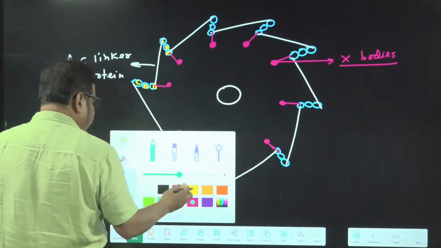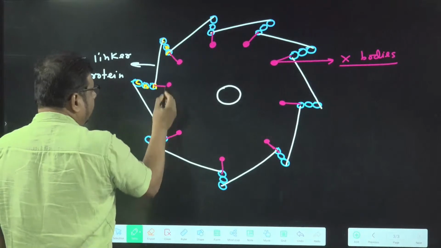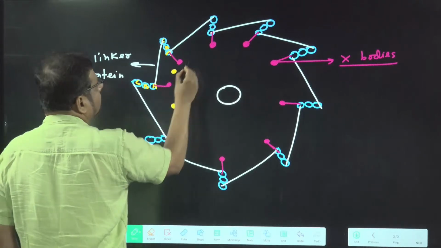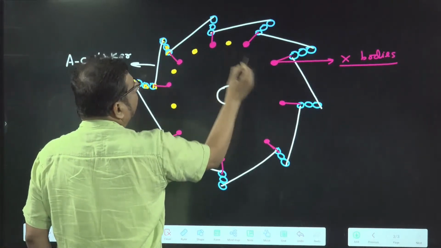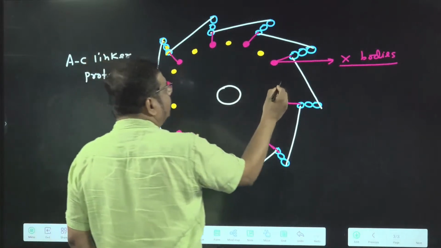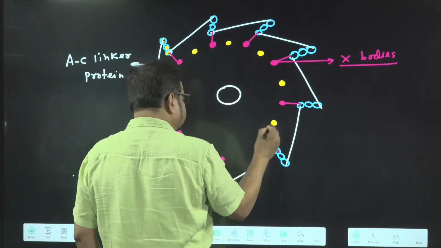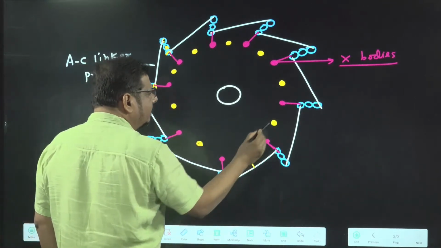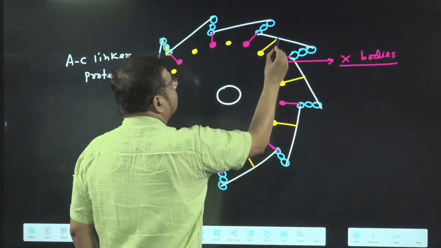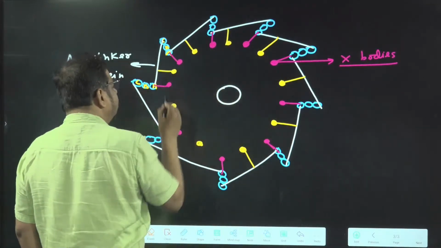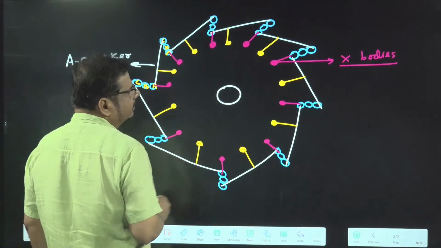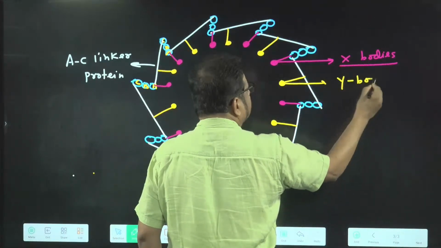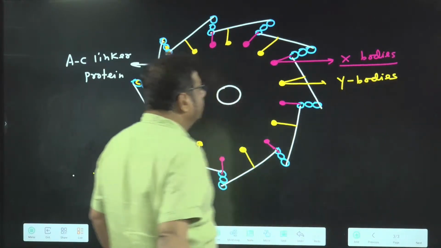Now there is another dense material present between A and B. So this is another body. Between two X bodies, there is another granular deposition. It is called bi bodies. And these bi bodies attach with which one? AC linker. So I attach it here with the AC linker. And this is called which body? Y bodies.